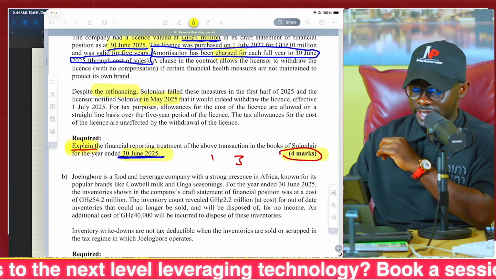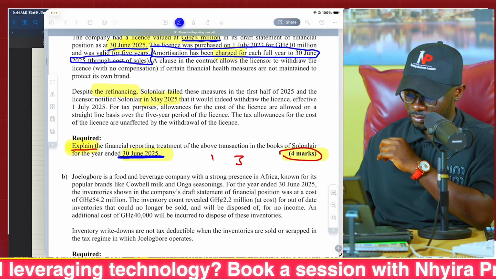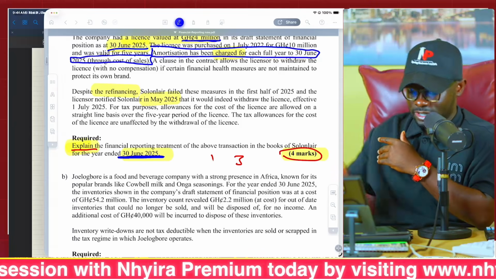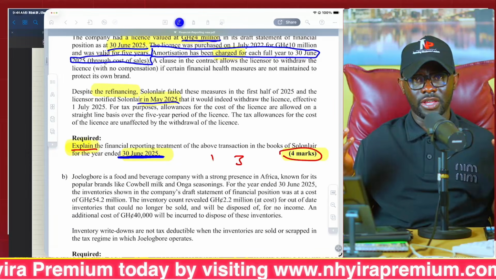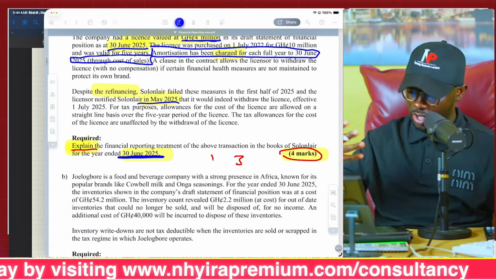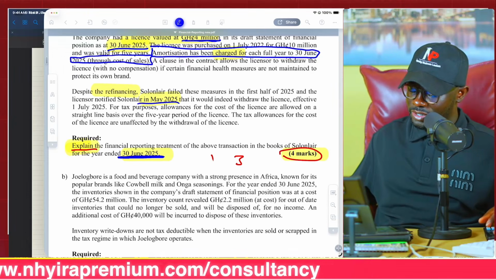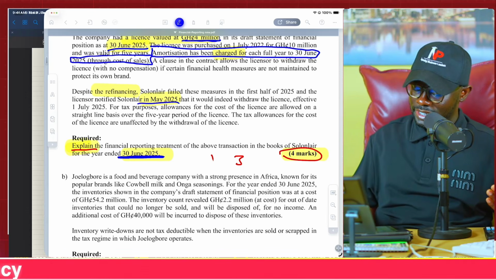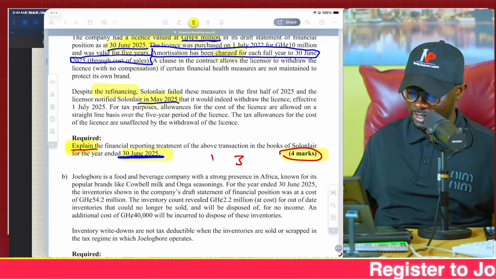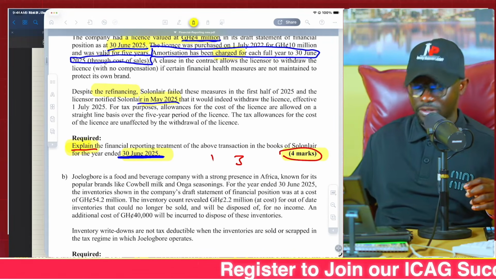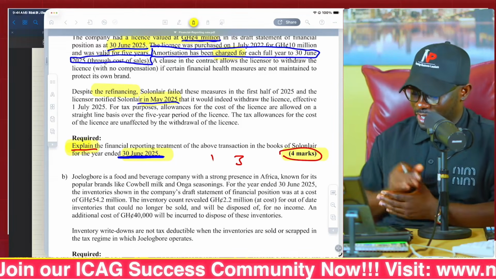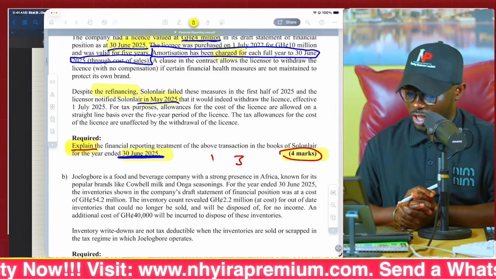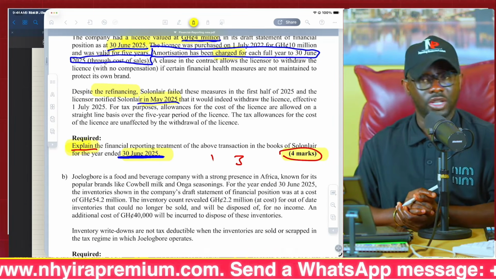Stay with me. The year ended is June. So January, February, March, April, May, June. So before the year end, they got a notification from the licensor that we're going to withdraw. Okay. For tax purposes, allowances for the cost of the license are allowed on a straight line basis over the 5-year period. The tax allowances for the cost of the license are unaffected by the withdrawal of the license. And so for 4 marks, the examiner is asking students, explain the financial reporting treatment of the above transaction in the books of Solan Air for the year ended 30th June 2025.